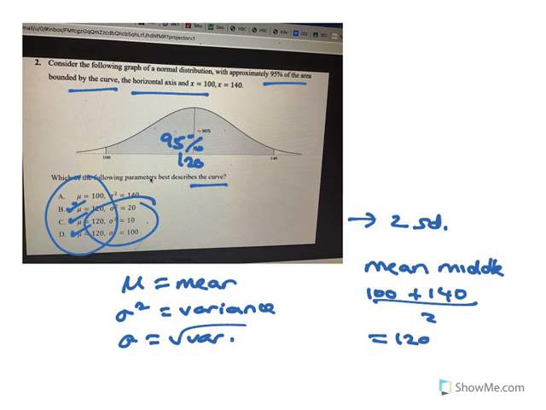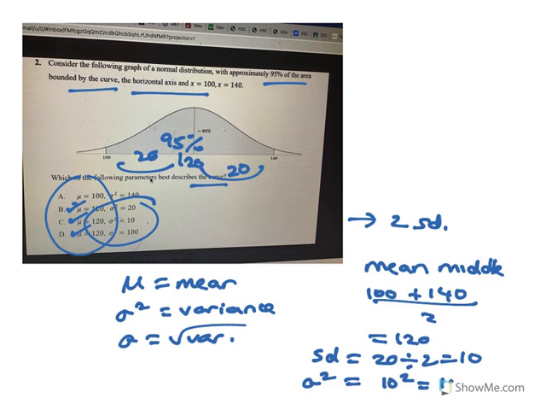So with the standard deviation, that is 2 standard deviations away from the mean. So that's 20 that way, 20 that way. So that means the standard deviation would be 20 divided by 2, so that would be 10. So we want this, which is the variance. So that would be 10 squared, which is 100. So the solution would have to be D.